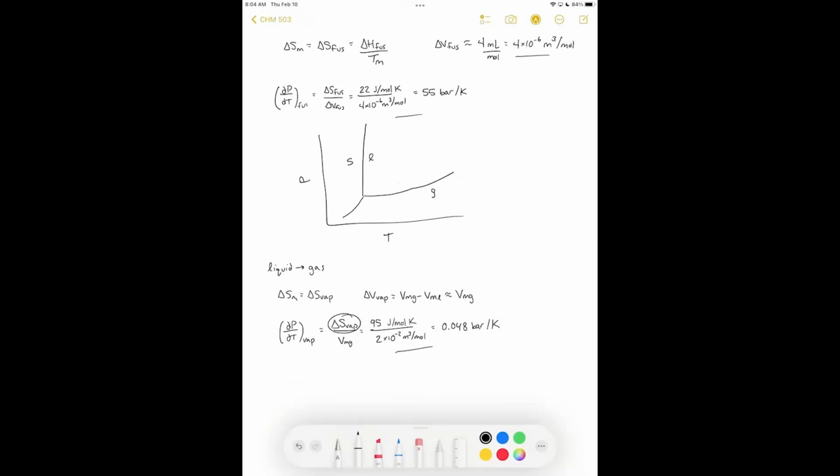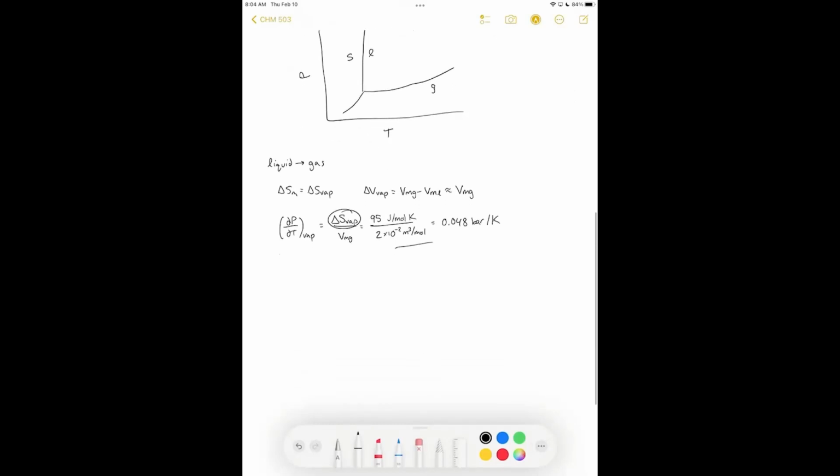We can get a more accurate view of these curves by integrating these equations rather than simply evaluating the slope. So to do that, we will multiply both sides by dT, and rather than having dP/dT equals delta Sm over delta Vm, we'll say that dP is equal to delta Sm over delta Vm dT. And then we'll simply need to integrate from initial to final pressure and initial to final temperature. So if we do that, what do we get? Let's go ahead and do it for solids and liquids first.